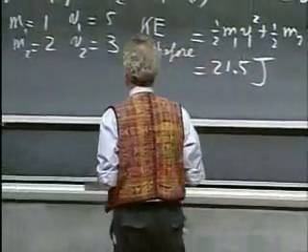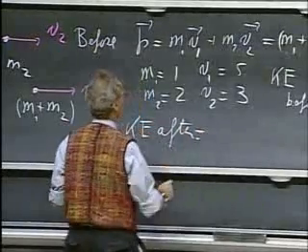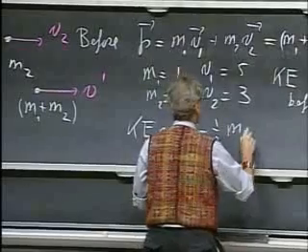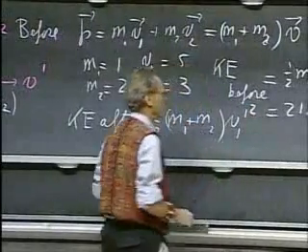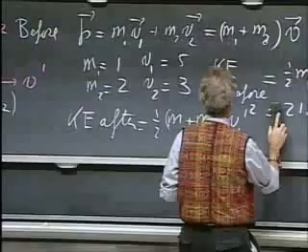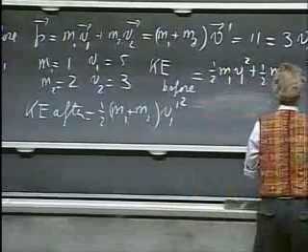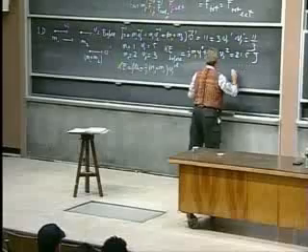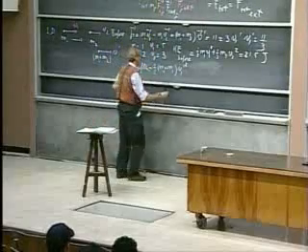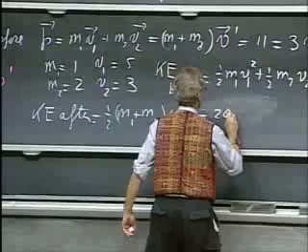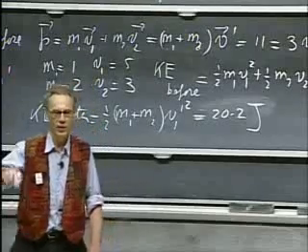Let's take a look. Kinetic energy after the collision. That would be 1/2 (m1 plus m2) times v prime squared. Would we agree? Let me write this at a different location. So this was the 21.5 joules. Well, you can do this as well as I can. We know what v1 prime is, that is 11/3, and you will find that this number equals 20.2 joules. So the kinetic energy went down.